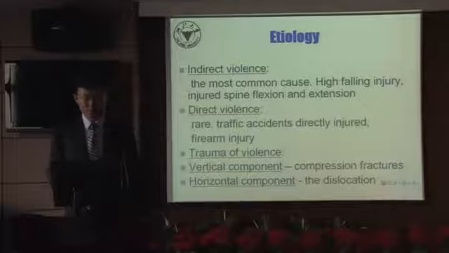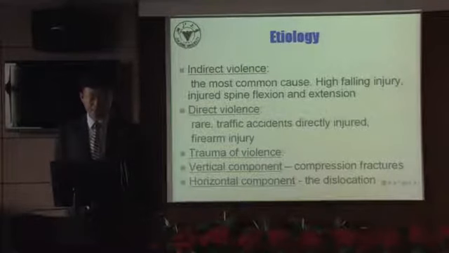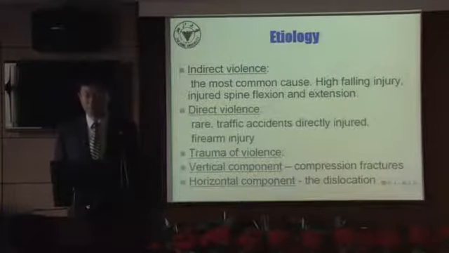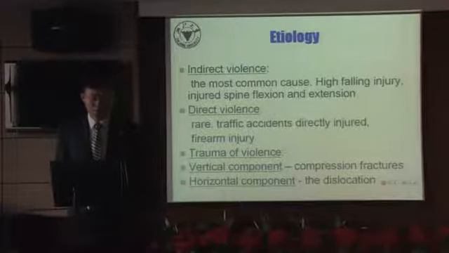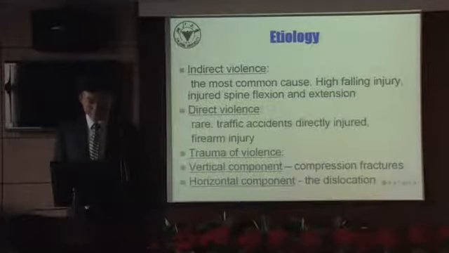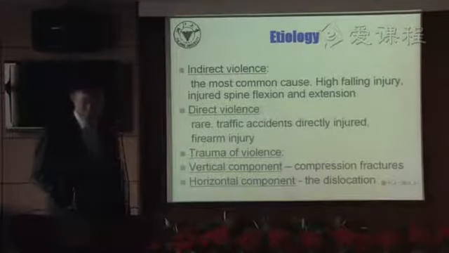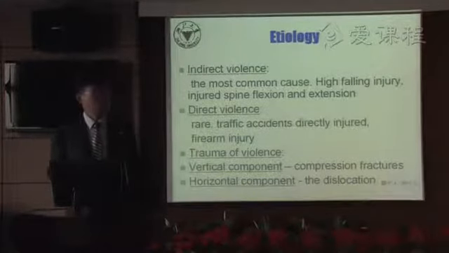Etiologies: direct violence and indirect violence, with vertical and horizontal components. The most common cause is high fall injuries, injuring spinal flexion and extension. Direct violence is very rare: traffic accidents, direct injury, firearm injury. The horizontal component causes dislocations; the vertical component causes compression fractures.